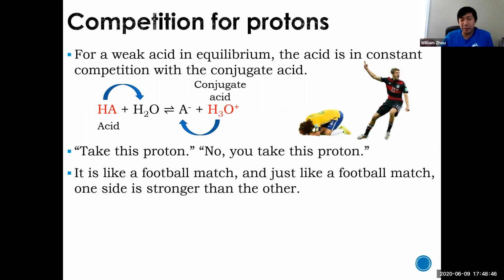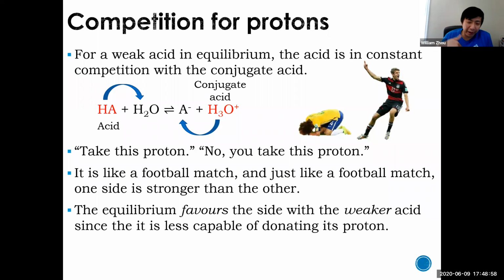And you're trying to kick the ball back into my net, but you suck. Who's going to win? One side is going to score more goals than the other side, so that side is going to be the winner. So the equilibrium will favor the side with the weaker acid.